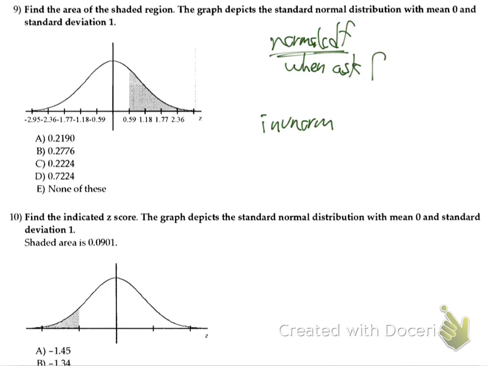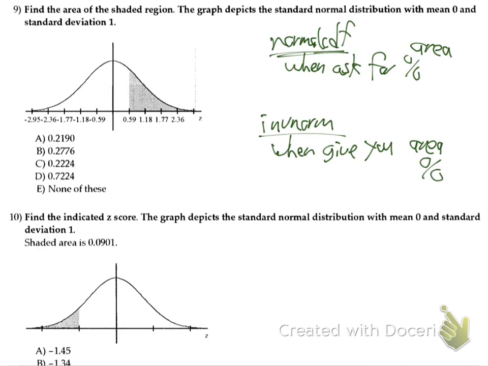When they ask for a percent, an area percent or decimal. Inverse norm is when they give you an area percent or decimal. So it's all about whether they are asking for an area percent or giving it to you. The easy way to keep that straight is, remember, on all these graphs, the numbers on the bottom are not the area, are they? The area is always up here.